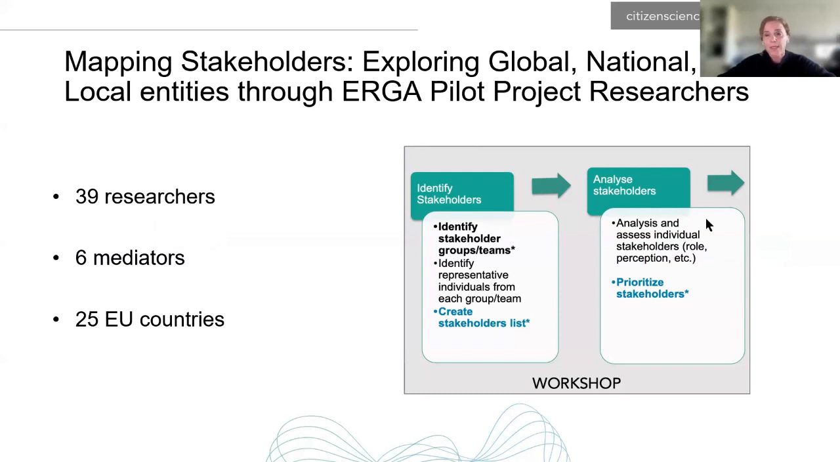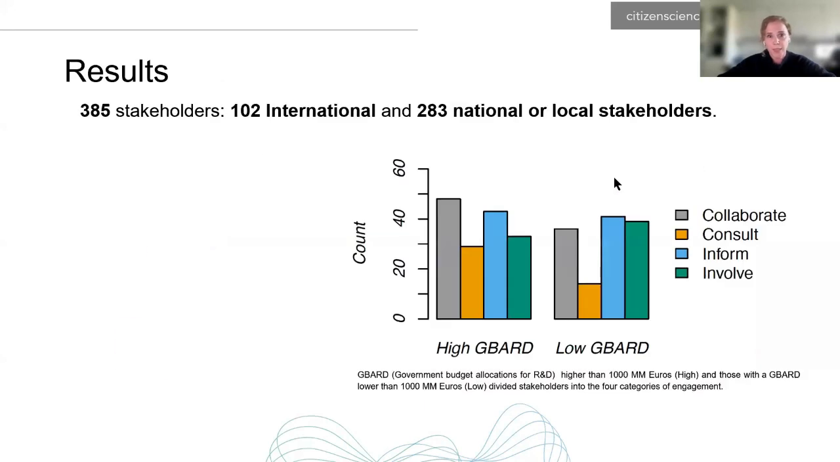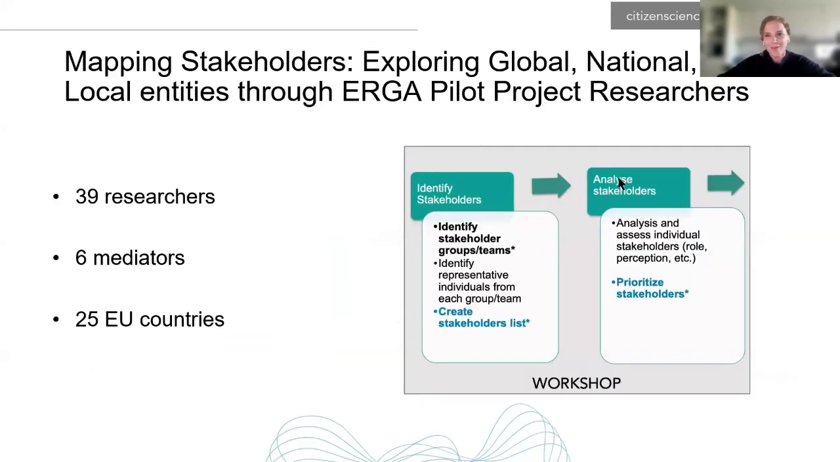We organized the workshop, and in this workshop, 39 researchers from all across Europe participated. They are from 25 different European countries, and 6 members of the Citizen Science Committee served as mediators, helping the researchers to recognize and identify their stakeholders and create a stakeholder list of those who they think could be interested in the research.